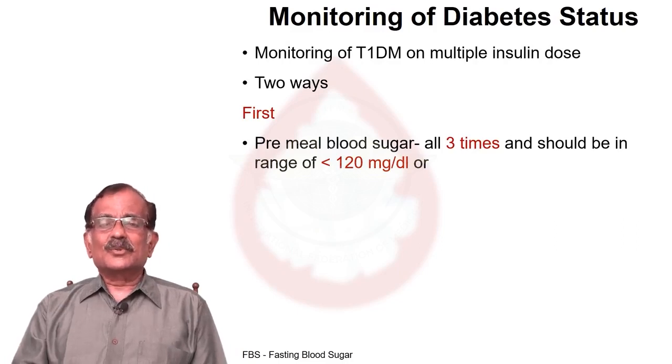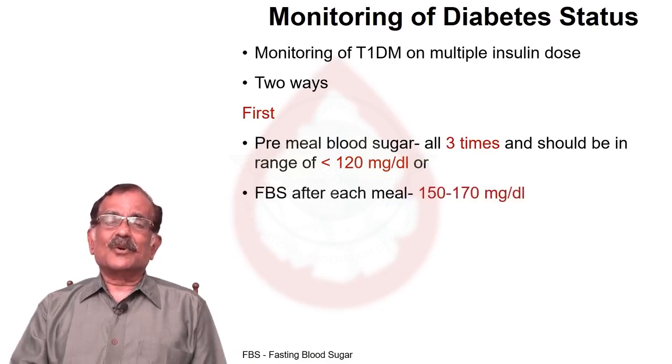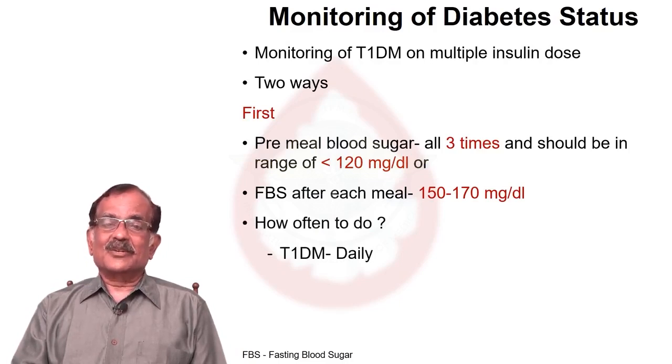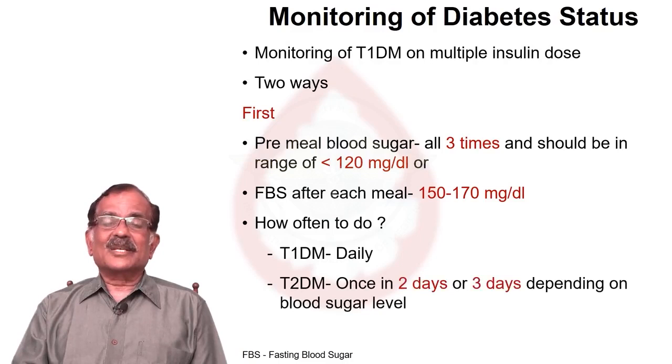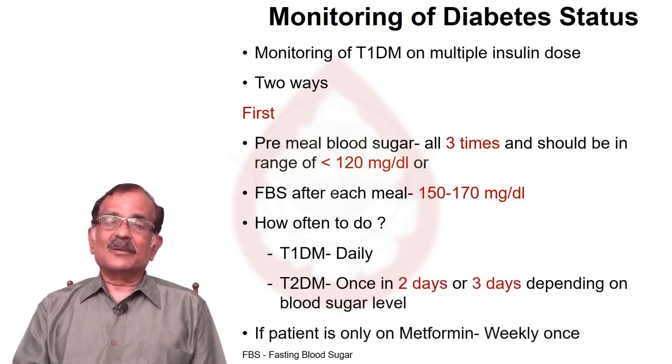Or you do a fasting blood sugar and a sugar 2 hours after each meal, and make sure that it is in the range of 150 to 170. That is one. So how often to do it? In type 1 diabetes, on multiple doses of insulin daily, you have to do it daily. Whereas in type 2, you may do it once in 2 days or once in 3 days, depending upon how high the sugars are. If the patient is only on metformin and controlled, once weekly is more than enough.